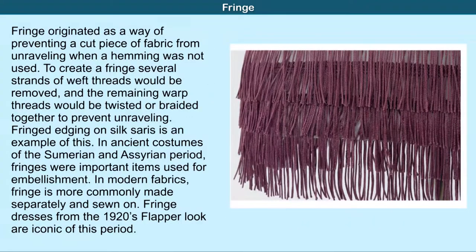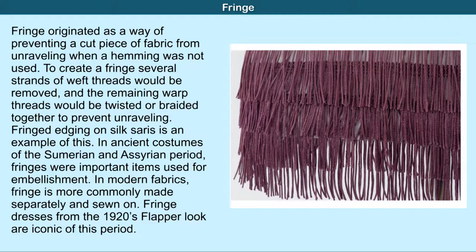Moving on, let us discuss fringes. Fringe originated as a way of preventing a cut piece of fabric from unraveling when hemming was not used. To create a fringe, several strands of weft threads would be removed and the remaining warp threads would be twisted or braided together to prevent unraveling. Fringed edges on silk sarees such as Kanchipuram is an example of this.